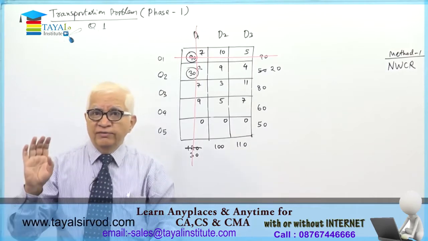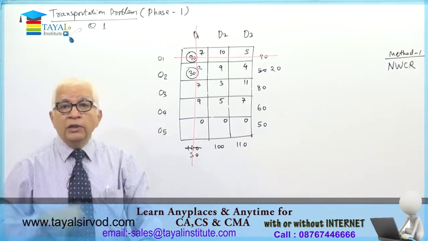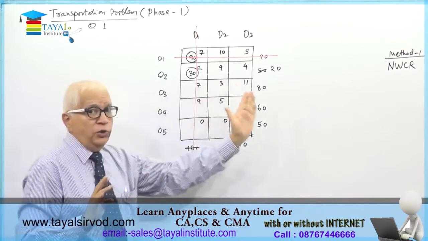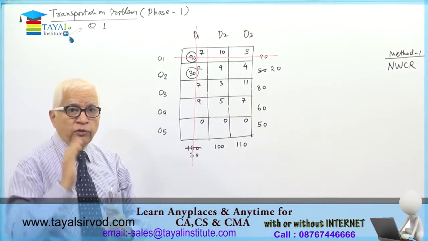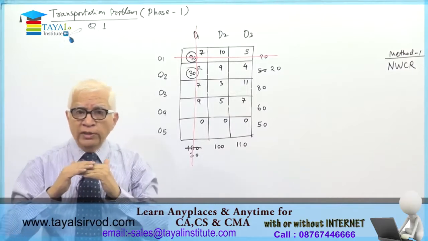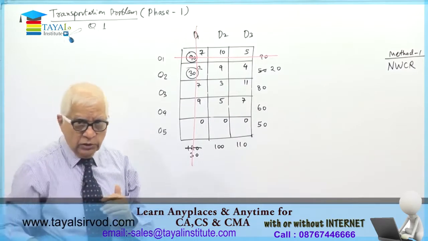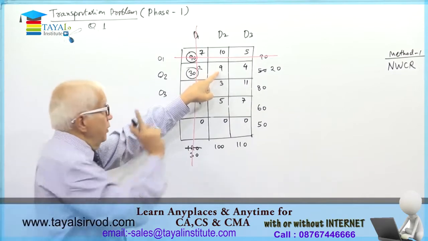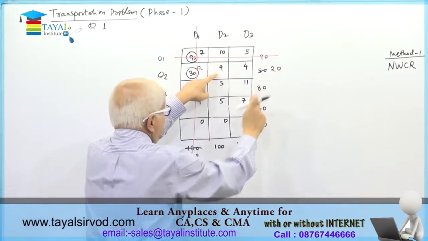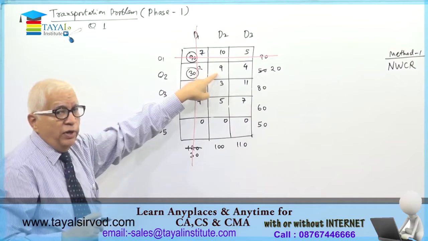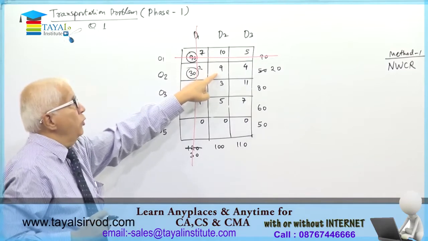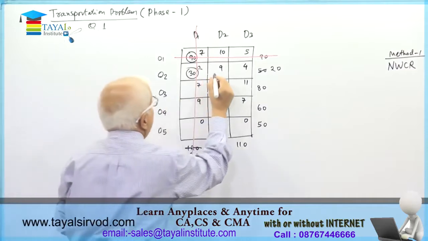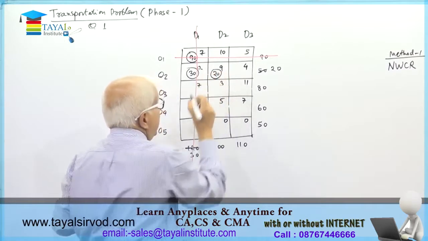Continue the same procedure. That means of the remaining matrix, what is the remaining size of the matrix? There are 4 rows and 2 columns only now. What is the northwest corner? Northwest corner will be always uppermost, leftmost. So what is the uppermost, leftmost corner? This is the uppermost, leftmost corner. Now what is the situation here? The availability is 20 and the demand is 100. So what is the maximum quantity which I can allocate from O2 to D2? Lower between 20 and 100 is 20. So I'll allocate 20 units over here.